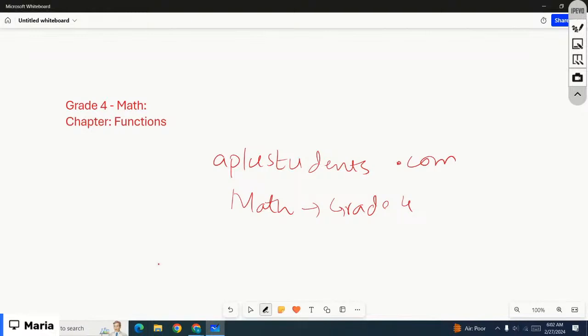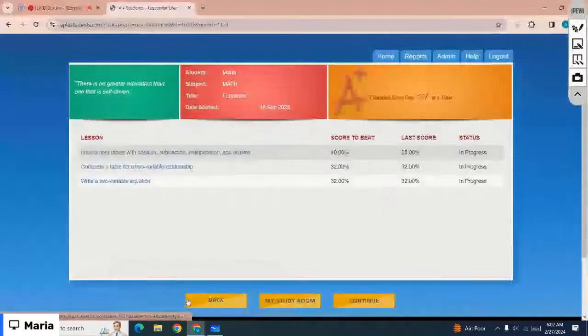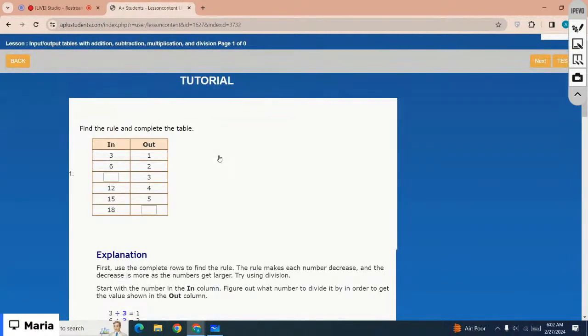We're going to start with the chapter functions. Please make sure you have your notebook and pencil so that you can note down the important examples and definitions as well. So here I am on grade 4 math. The chapter we're working on is functions. Let's start with the first lesson, that is input output tables with addition, subtraction, multiplication and division.